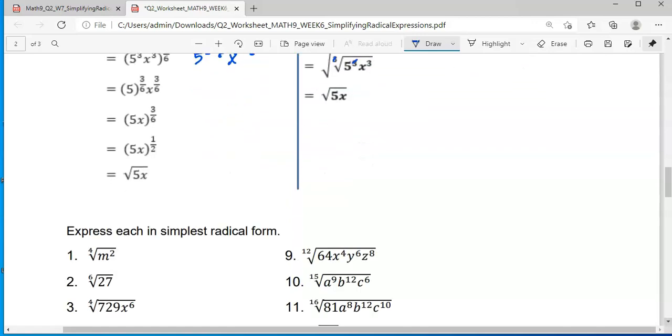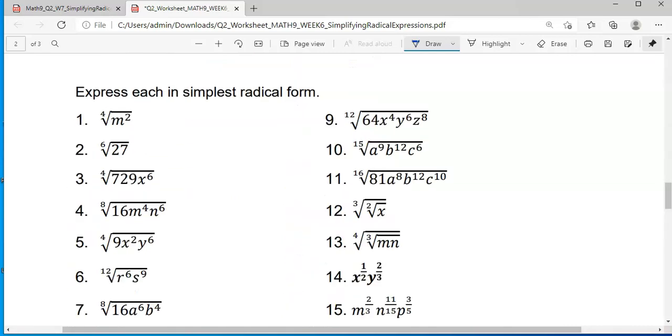So, magbigay tayo ng more example. Okay? So, for example, number 1, the fourth root of m squared. So, pwede nating i-lowest term dito. Pwede nating gawing rational exponent muna, so magiging m raised to 2 over 4. Okay, then simplify natin yung exponent. I-lowest term nyo. So, magiging m raised to 1 half.